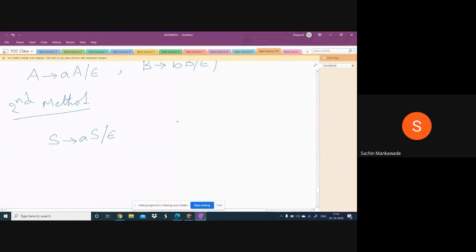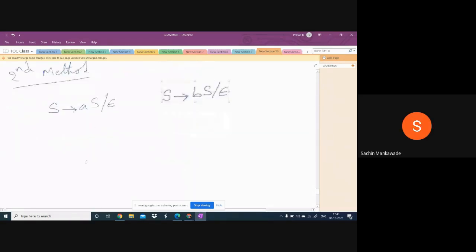Epsilon, A square, A square, A cube, and so on. That is only A's. Suppose, guys, if these two are the productions, then what are the strings that can be generated? Epsilon, B, B square, and so on. So this is for only A's and this is for only B's. I want A's followed by B's. So what do I do? I will club these two, that is AS, BS, and epsilon. So this will give only A's, only B's, A's followed by B's, and also unwanted strings.